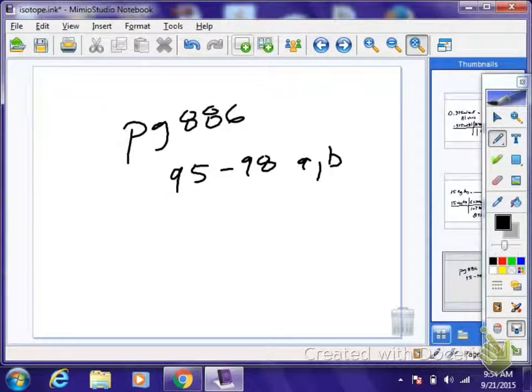Are we handing these in? No, we are not handing these in, so you can put them in your notes. But I will come around and check to see if they're done. So page 886, 95 through 98, A and B. All right, you guys did a nice job of going through those. Thank you.